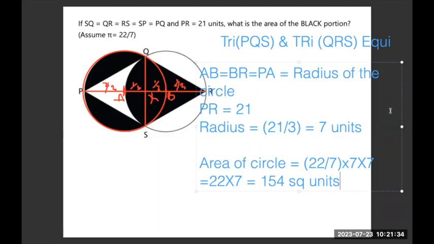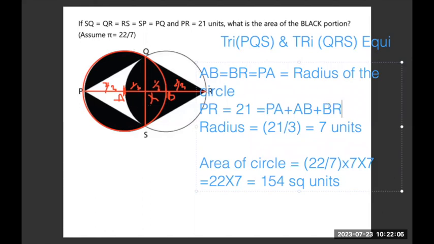Why will the radius be 21 by 3? All right. The radius will be 21 by 3 because we know PR is 21. ये दिया है यहाँ पे आपको ऊपर. If PR is 21, you know that PA is equal to AB is equal to BR, which means PR is made up of PA plus AB plus BR, which is equal to, ये सारे radius है आपके.